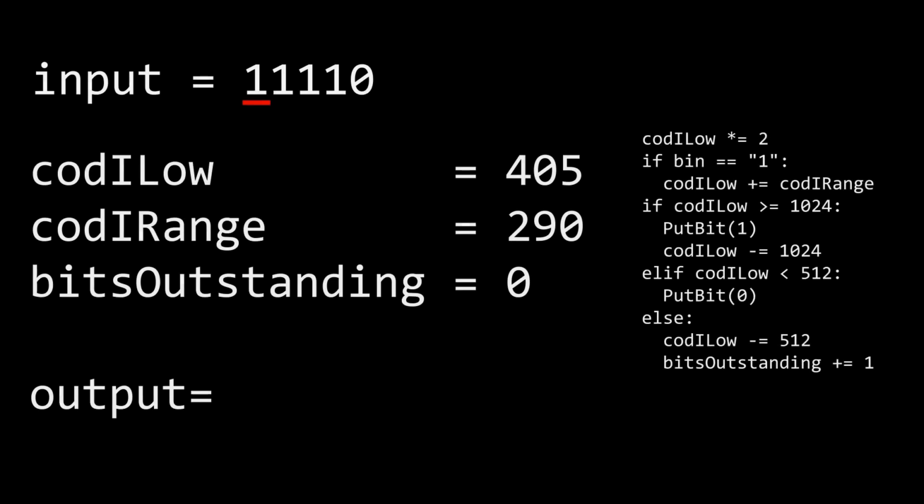For each bit to encode, first, multiply CodeILow by 2. If the bit is a 1, increase CodeILow by CodeIRange. Then, if CodeILow is greater than or equal to 1024, output a 1, and decrease CodeILow by 1024. If it's less than 512, output a 0. If it's between 512 and 1023, decrease it by 512, and increase bits outstanding by 1.